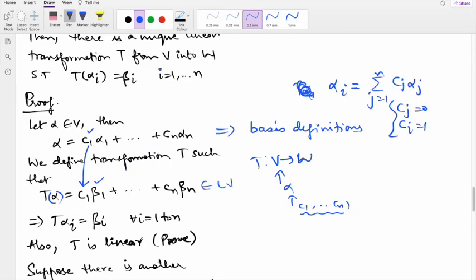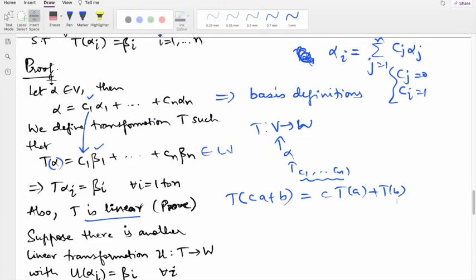Now till now we have seen that T is some way to map elements from V to W. Now I need to prove that T is linear. This is a bit straightforward, so I'll leave it for you to try out. What you need to prove is, let's say I have two elements, we're running out of symbols, T of C A plus B, where A and B are vectors in V, is equal to C times T of A plus T of B. Actually, let's do this proof also.